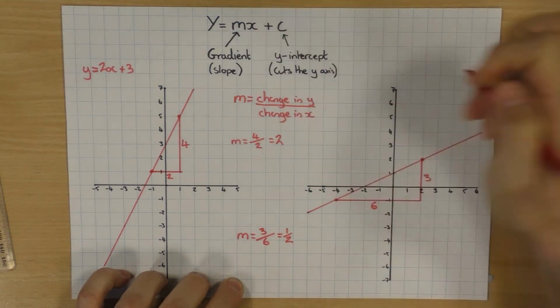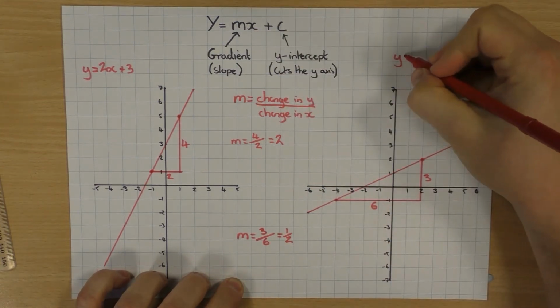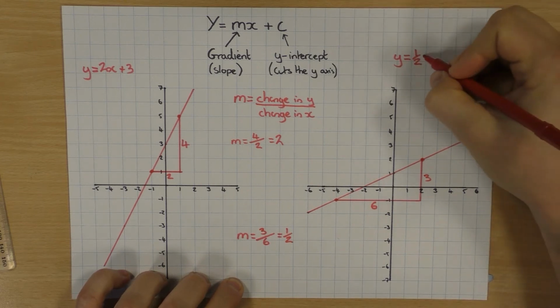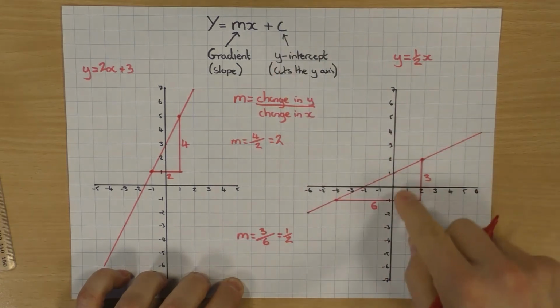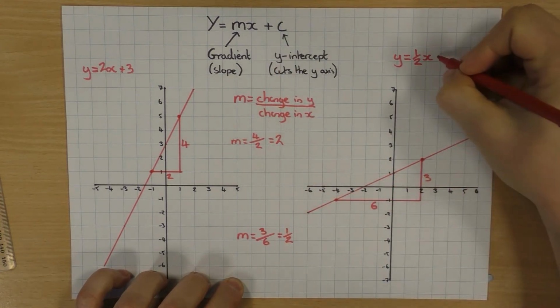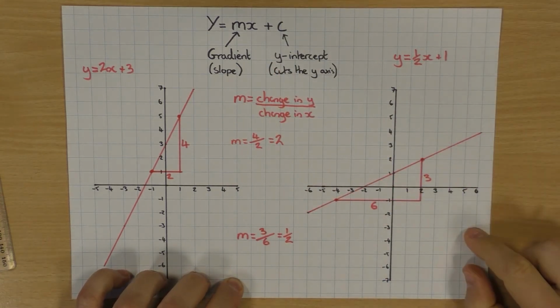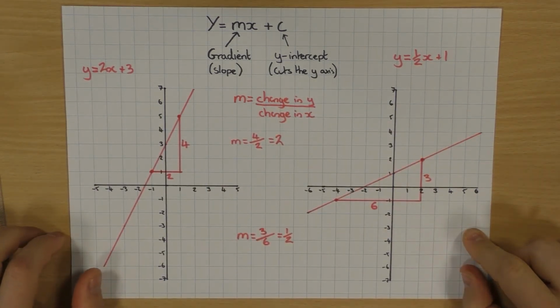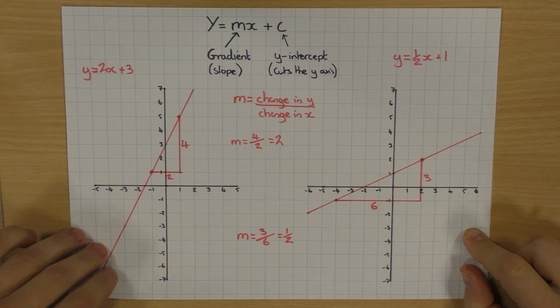Once you know the gradient, stick it into the formula. y equals, and we worked out m to be 1/2, x, and then where does it cross the y-axis? It crosses there at 1, so +1. Okay, so there's 2 examples, and we're now going to have a look at something just ever so slightly trickier, which are these ones here.